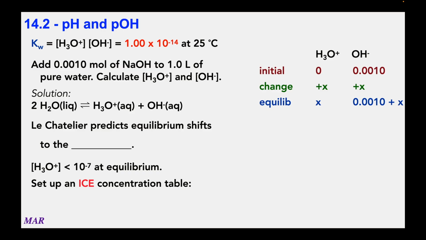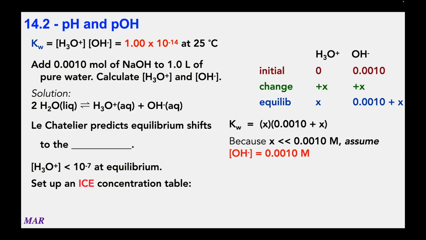You can let those equilibrium parts equal Kw. Kw equals X times the quantity 0.0010 plus X. And this reaction as written right now is a quadratic, because you'd end up with X squared plus 0.0010X minus Kw equals 0. And that's a totally cool way to solve it if you have a solve button on your calculator, for example.